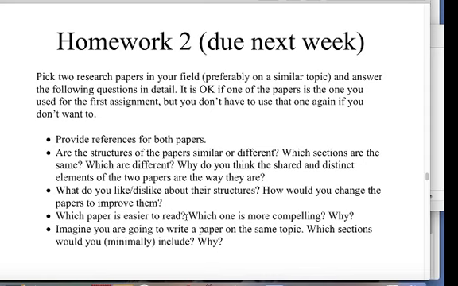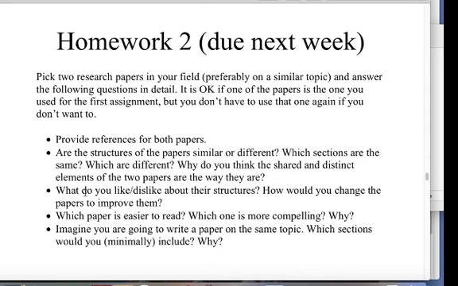Minimal elements here: you have to tell me what the papers are, and I'll illustrate that in a second. Where did you get the papers? Who wrote them? That kind of stuff. And then talk about the structures of the two papers. Are they similar or different? What's the same? What's different? And then here's the hard one. Why do you think the things that are shared, or the things that are different, are that way? And then finally, I'm also looking for your assessment of how you thought these structures worked.